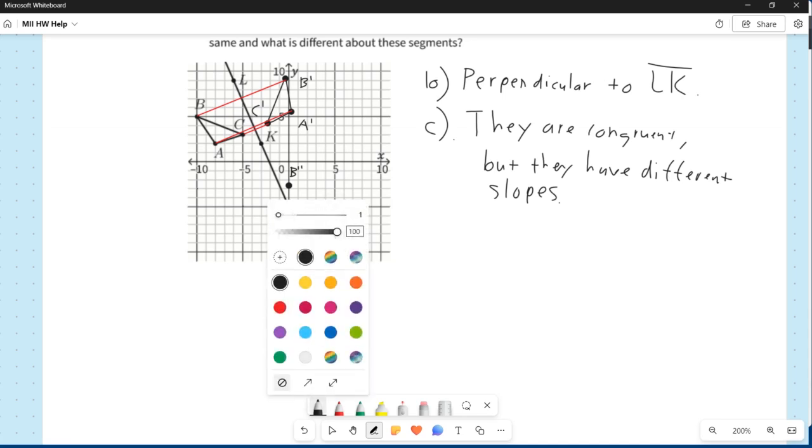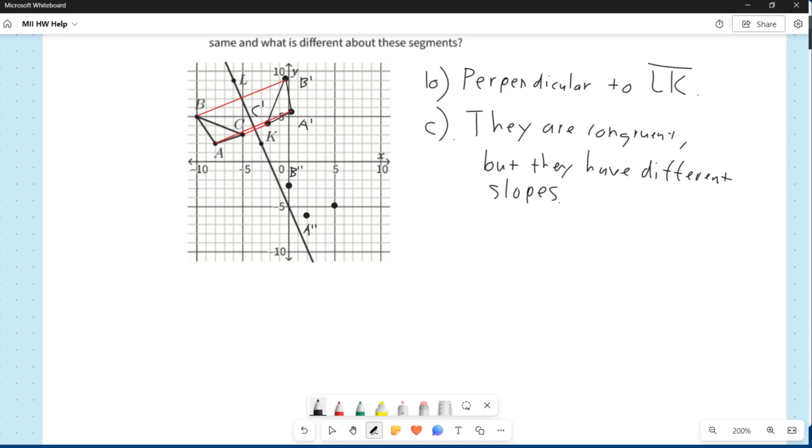And we can go ahead and connect these. So this is C double prime. So A double prime to B double prime is right there. B double prime to C double prime is right there. And C double prime to A double prime is right there. And that is everything for D. So the translation was significantly easier than our reflection, which is nice.